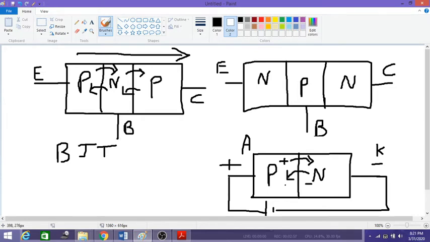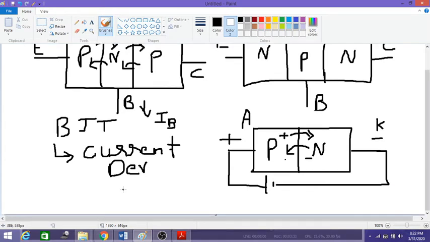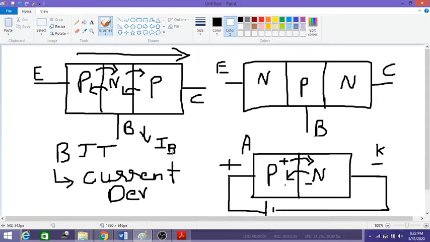This is controlled by IB, which is the base current. It means the BJT is a current controlled device. What is BJT? BJT is a current controlled device. If I write here, it's a current controlled device, I'll just write DEV for device. So BJT is a current controlled device. This is about the basic BJT.